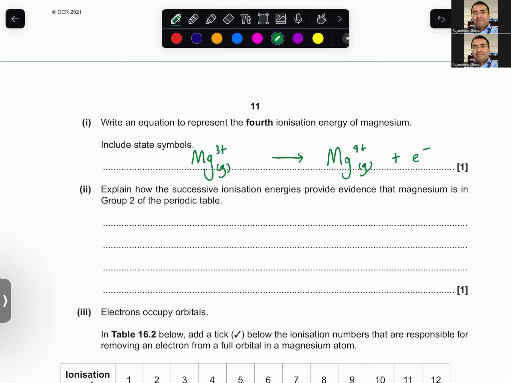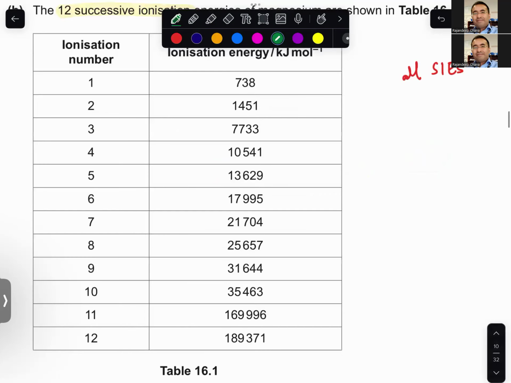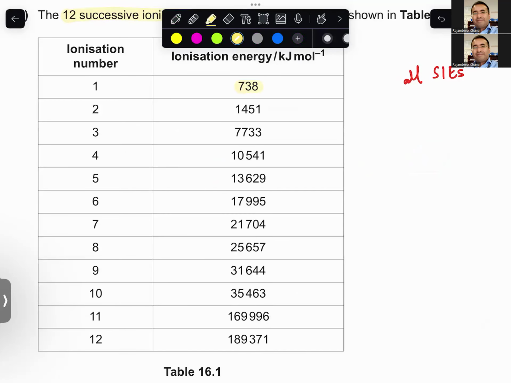It says here, explain how the successive ionization energies provide evidence that magnesium is in group 2 of the periodic table. Why is it in group 2? Let's have a look at the values. Can you see that removing the first electron takes that many kilojoules per mole, losing the second electron takes that many kilojoules per mole. It's going up by about 700. And then suddenly there's a massive jump to 7,000, so a 6,000 jump, then a 3,000 jump, another 3,000 jump, and so on.